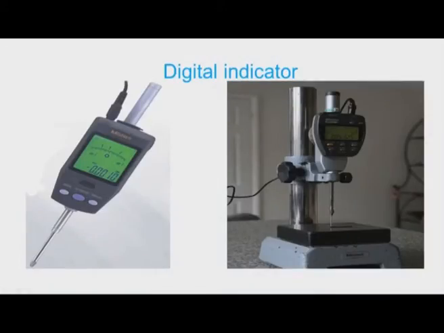And then we can see here, this is the dial indicator stand, and the digital indicator is fixed to the stand, and then we can keep the workpieces here for measurement purpose. So, you can see the stand is very robust.